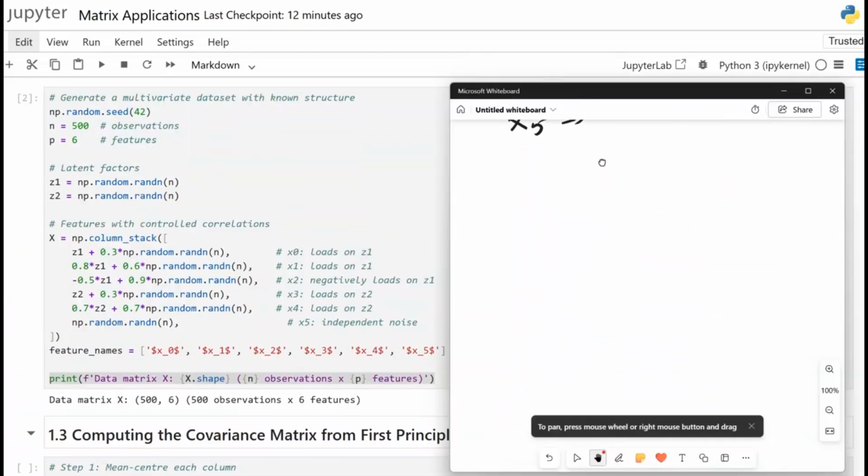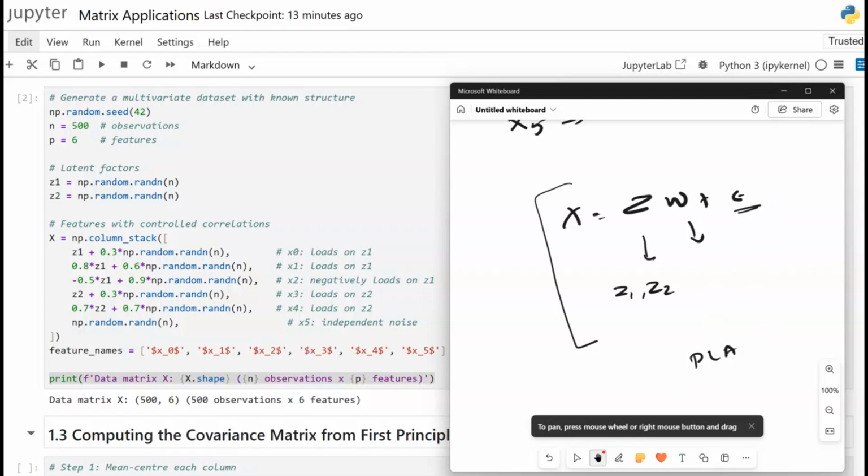Dear friends, I will add one more thing. This code simulates data following a linear latent factor model, that is, x equals zW plus epsilon. Here z has two latent variables z1 and z2, which we have already discussed. W specifies the feature loadings, and here we have the Gaussian noise. And dear friends, this is used to test PCA or validate factor analysis methods.